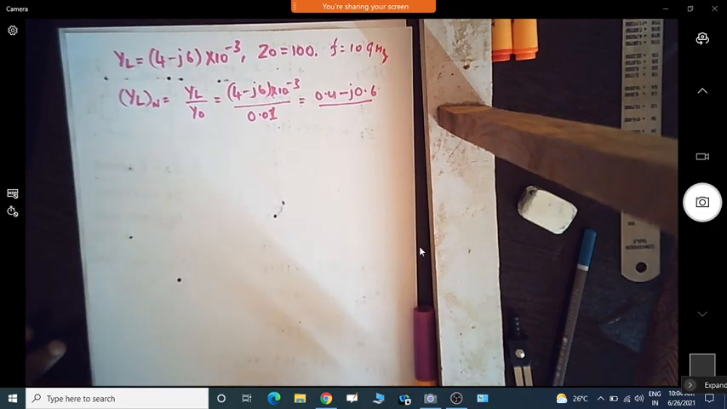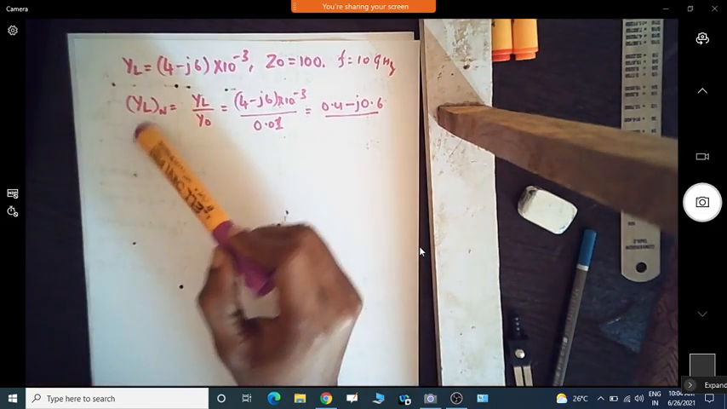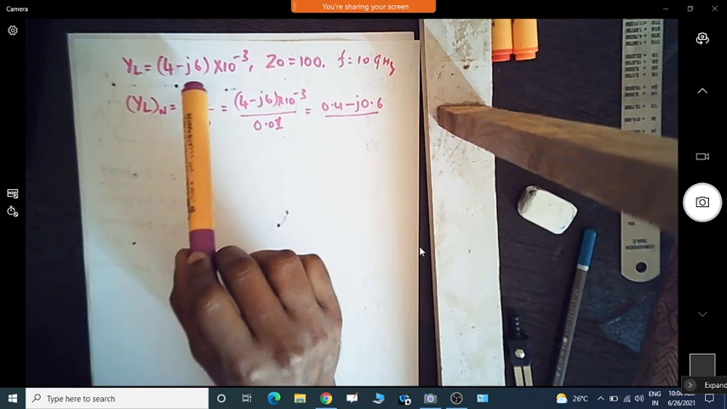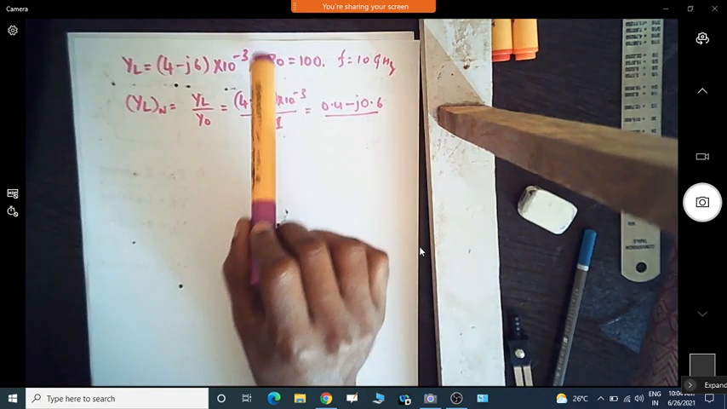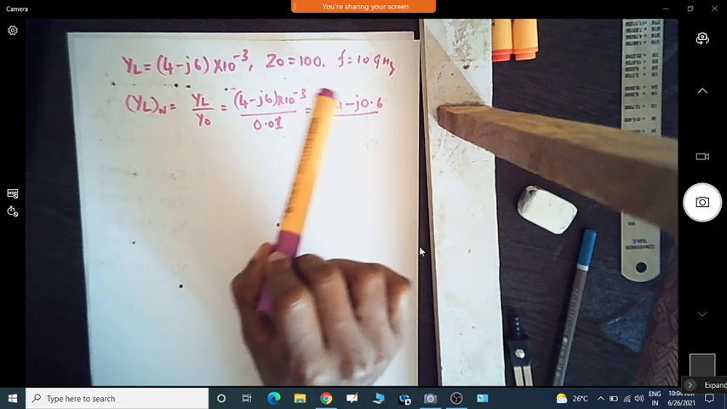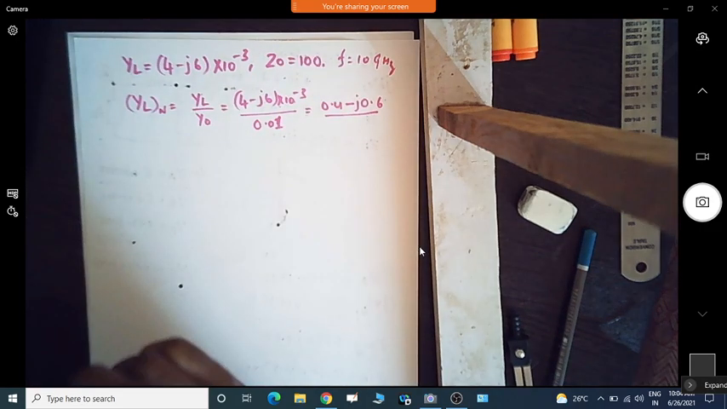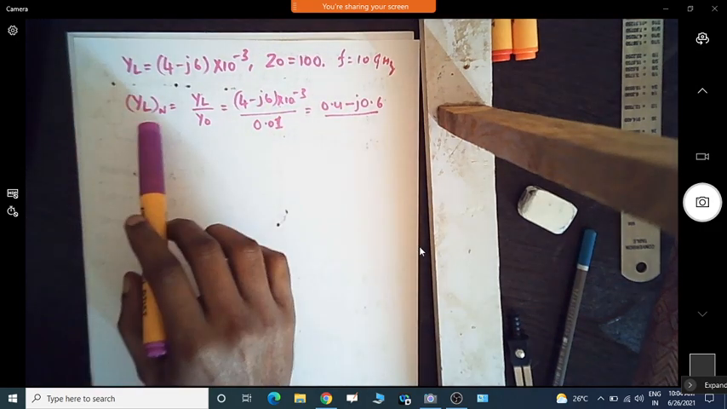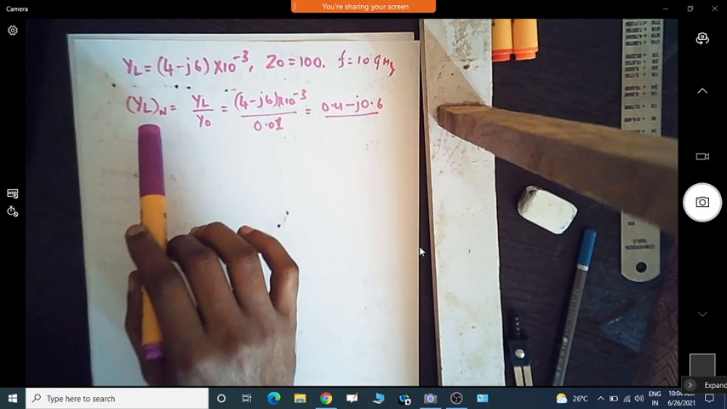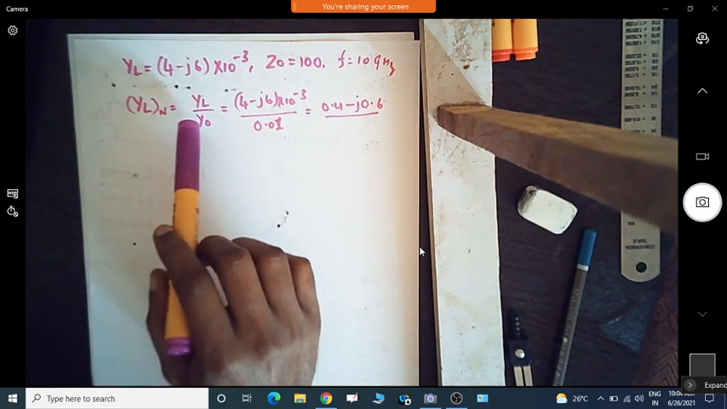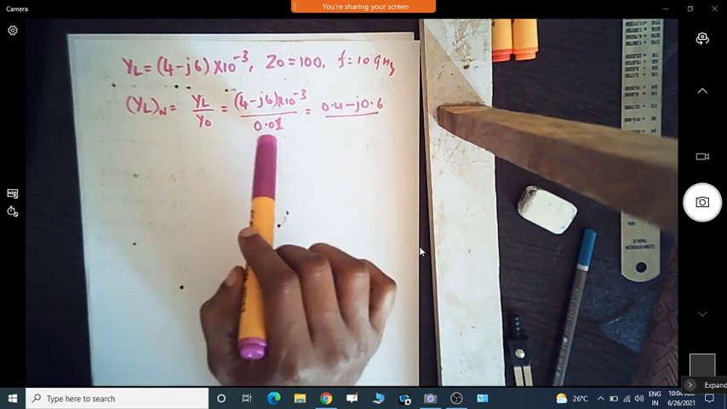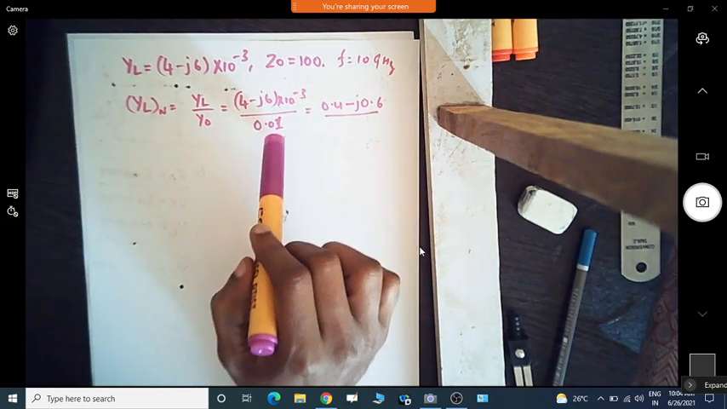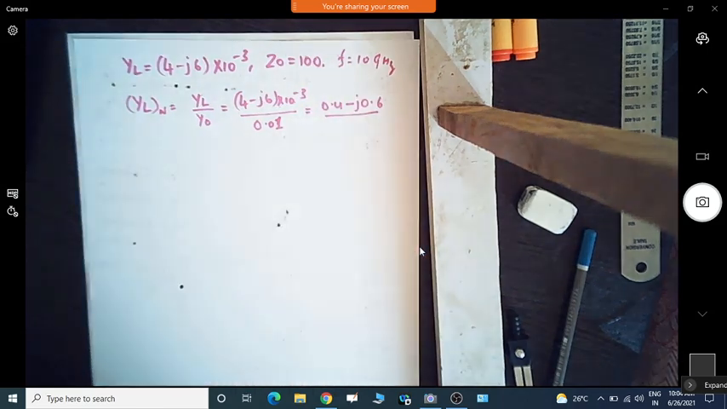We have the load admittance, which is 4 minus j6 into 10 power minus 3 Siemens. The characteristic impedance is 100 and f is 10 gigahertz. So this is the normalized value of the load admittance. We normalize with respect to the characteristic impedance Z0. If you take Y0, it is 0.001. This is the load point.